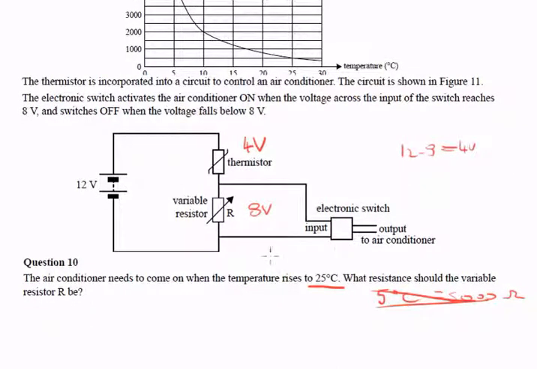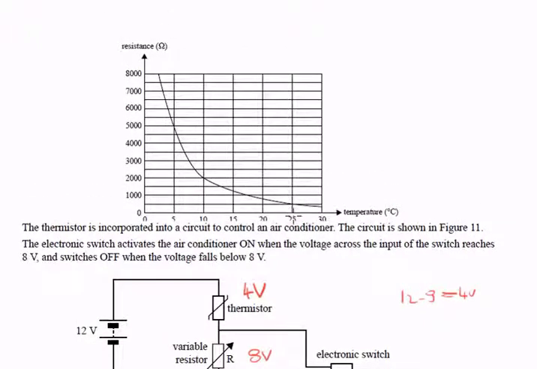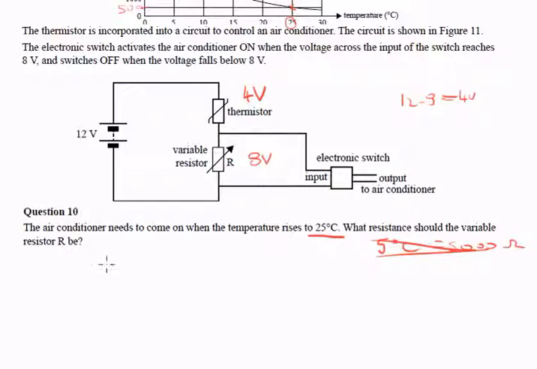4 volts, because 12 minus 8 equals 4. The thermistor is the one that measures temperature, 25 degrees, which is here, and which is here. We come across and we get that point there, 500. So, which of these is 500 ohms? It's the thermistor. That graph is for the thermistor, 500 ohms.